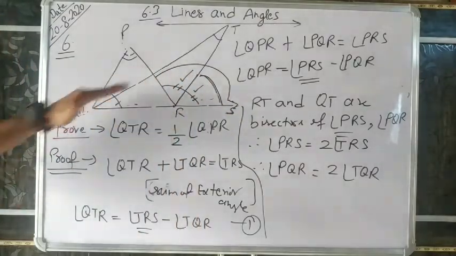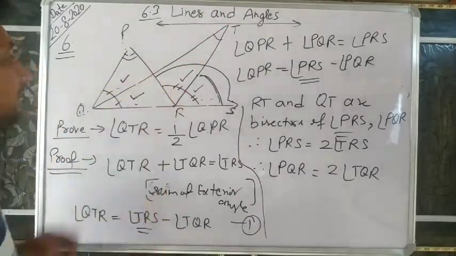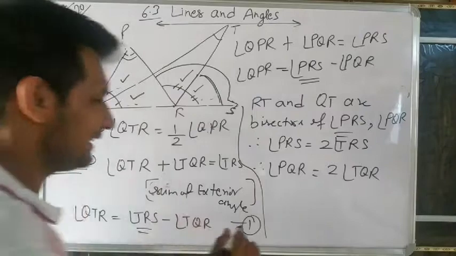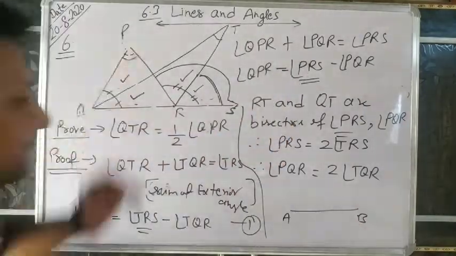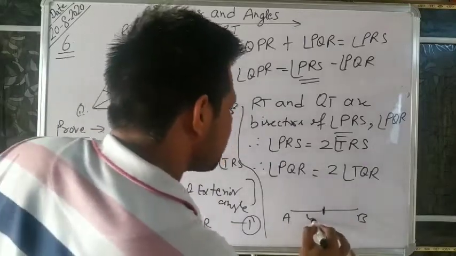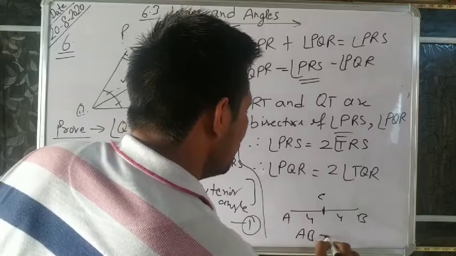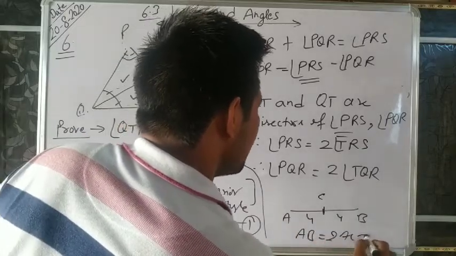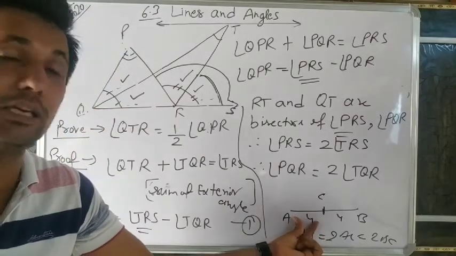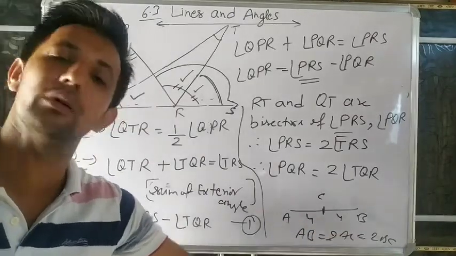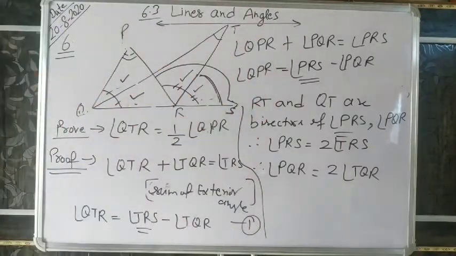Because QT is a bisector. If it is a bisector, it divides the angle into 2 equal parts. It means the total angle is twice each part. Suppose AB is a line with length 8, and C is the midpoint, so AC is 4 and BC is 4. AB equals 2 times AC equals 2 times BC, because AB is 8 and AC is 4. Now we will put the values in here.